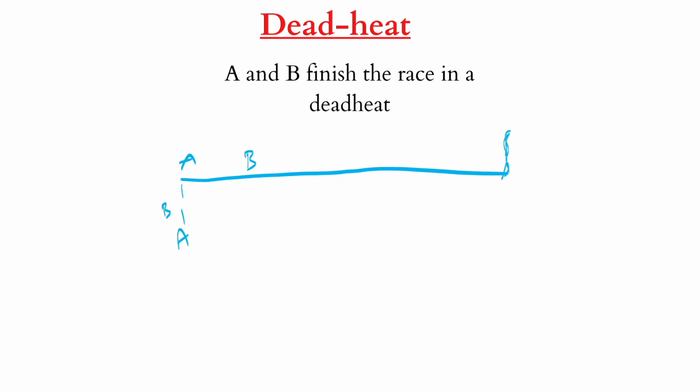But the end line, the finish line, see, they will finish the race at the same time. They can start the race at any point of time, not a problem, but they will finish the race at the same time. Dead heat means finishing the race at the same time. Both of them reach the finish line at the same time, right?